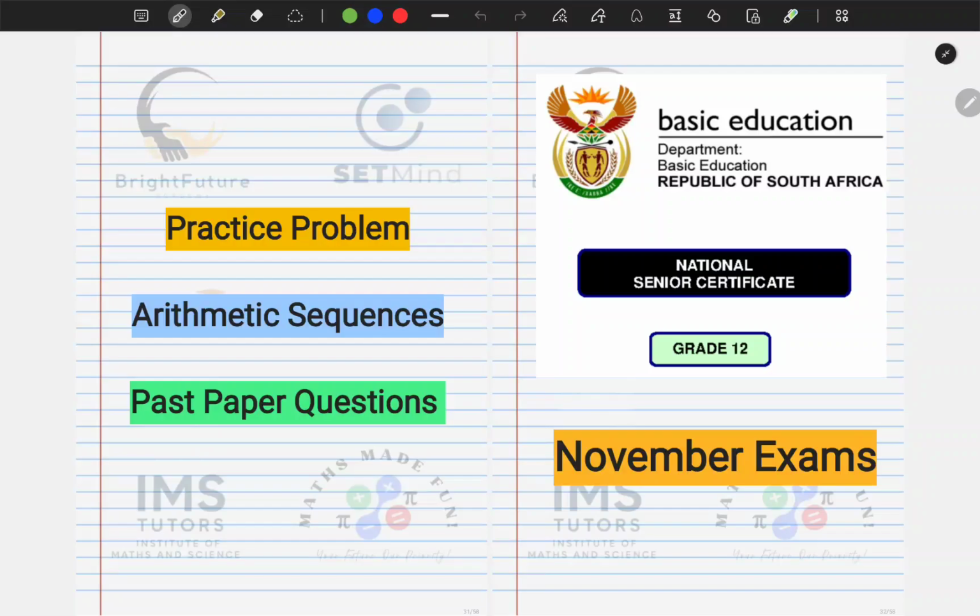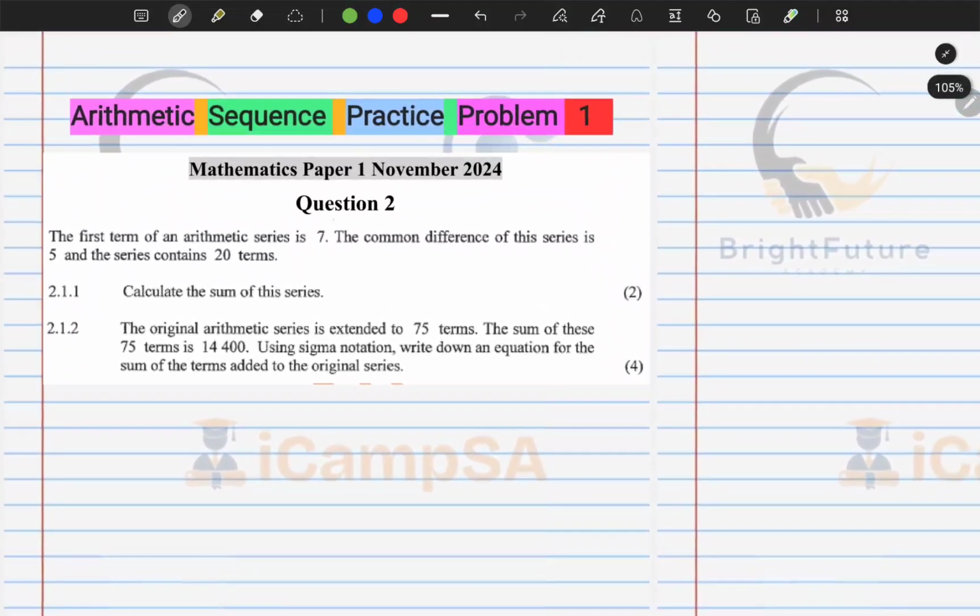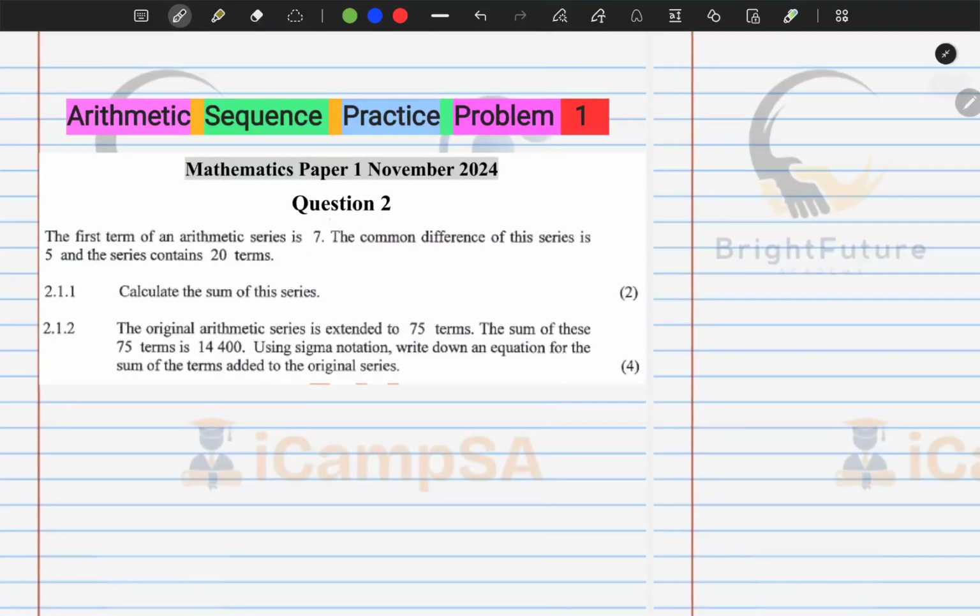In this edition, we are beginning our practice problems. Our practice problems come from past papers, and our focus will still be on arithmetic sequences. The first batch of our problems will be mostly based on November exams. Then the second batch will be based on May and June exams.